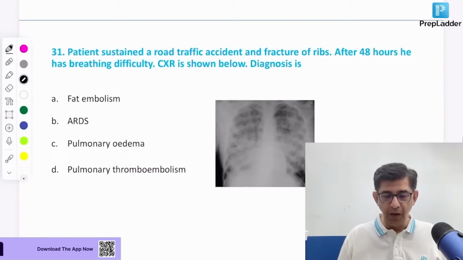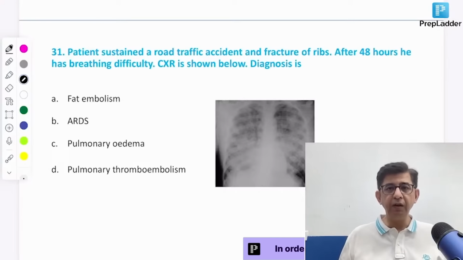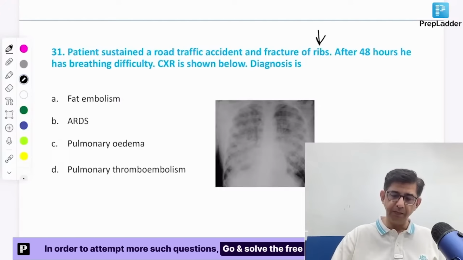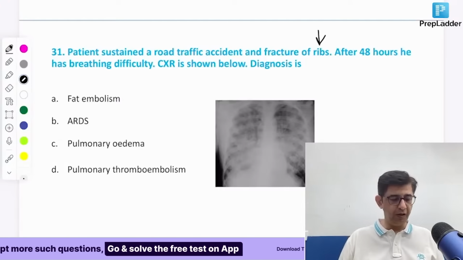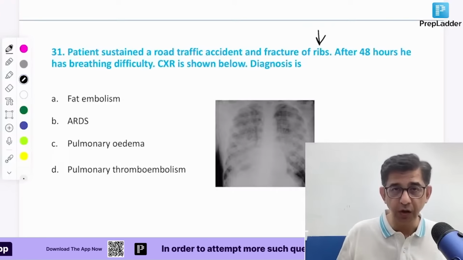Okay. Patient had a road traffic accident and fracture of the ribs. After 48 hours, he's having breathing difficulty. Yes, guys, you can help me out. Fracture of the ribs, and then after 48 hours, breathing difficulty. Yes, this is not fat embolism.